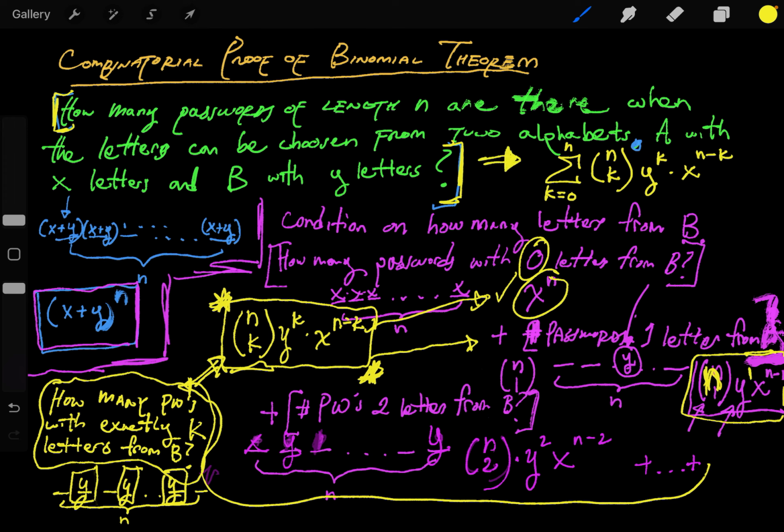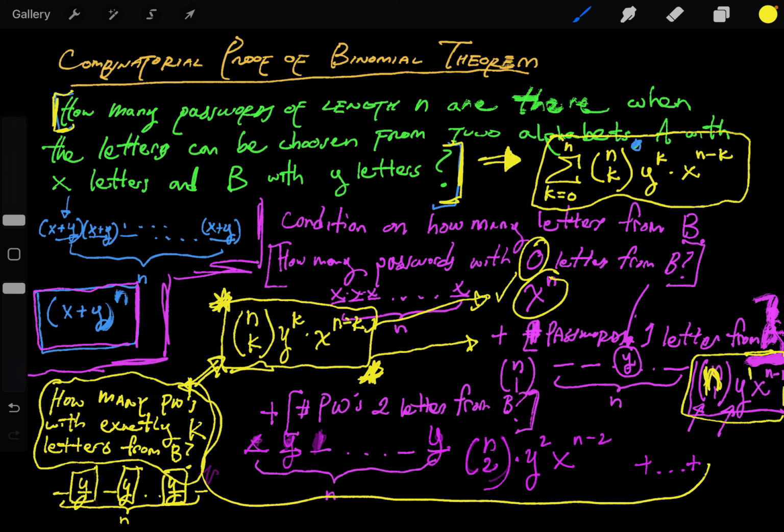All the total possible passwords: how many passwords of length n are there when the letters can be chosen from two alphabets, A with X letters and B with Y letters? Any password that fits this criteria has to have either none of its letters from B, one, two, so forth, n of its letters from B. That's represented here, where I count each of those things: how many passwords have none of the letters from B, exactly one, two, and so forth, and I sum up all these possibilities, and that's the right-hand side.